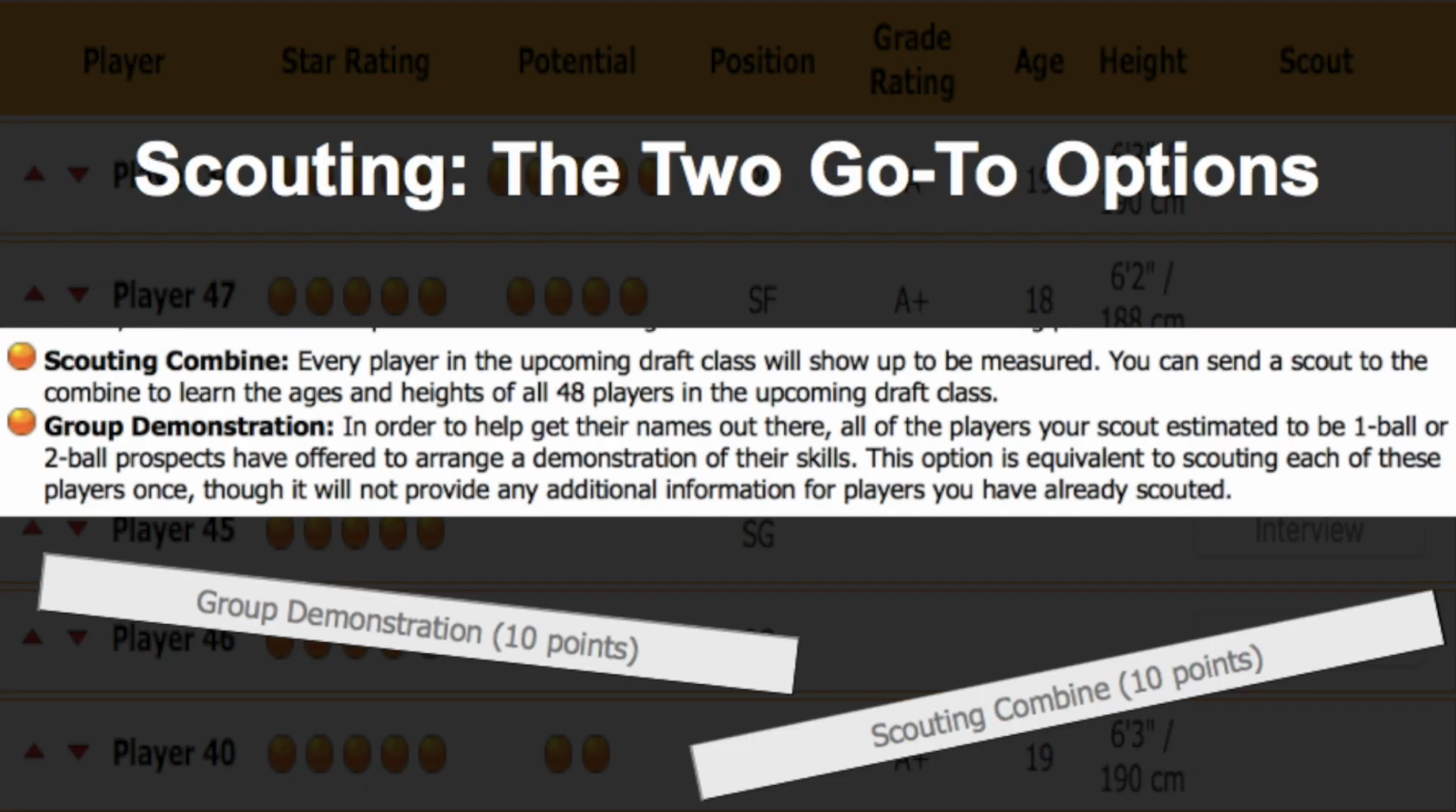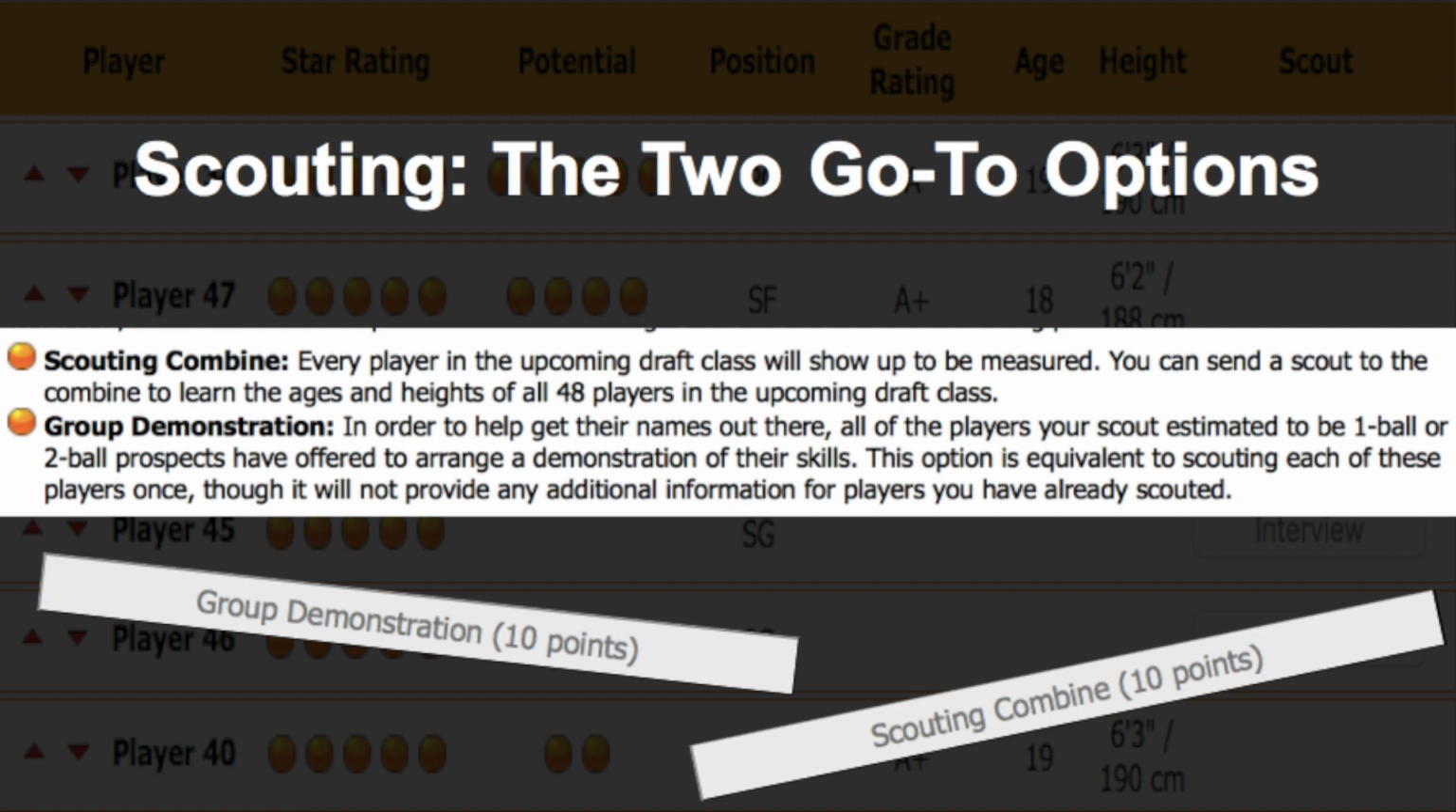And now transitioning to the scouting options. So when you're looking at scouting for the draft, the two main options and the two most common scouting options that managers use are the scouting combine and the group demonstration. Both options use 10 scouting points each, however, they do entirely different things.